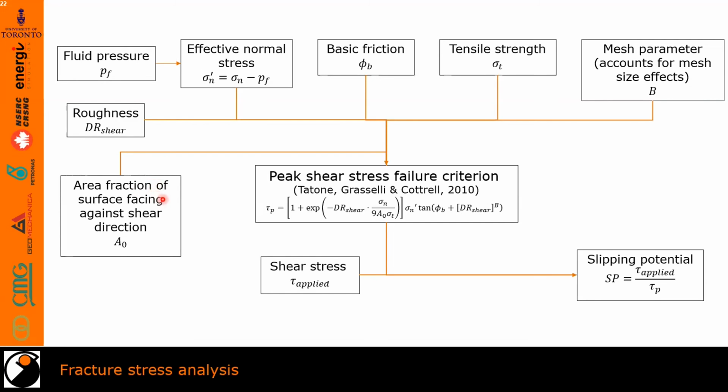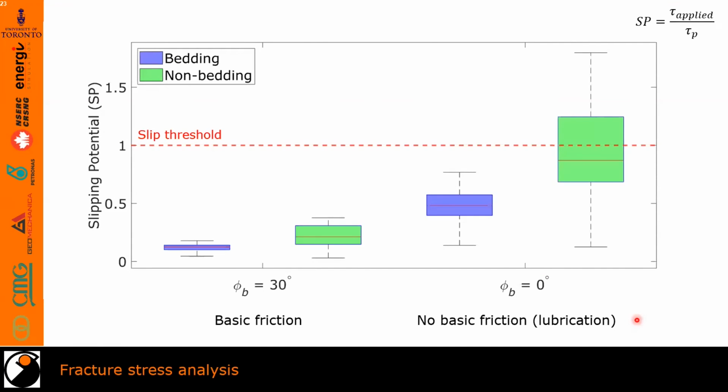This information provided the slipping potential, which I show here as the proportion of the applied shear stress to the peak shear stress. With this calculation, it turns out that non-bedding fractures, which have a higher roughness, are more likely to slip compared to the bedding plane fractures. This is because the non-bedding plane fractures are less aligned with the principal stresses compared to the bedding planes. This suggests that the stress environment can play a larger role compared to roughness.